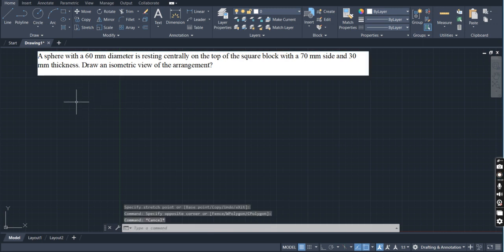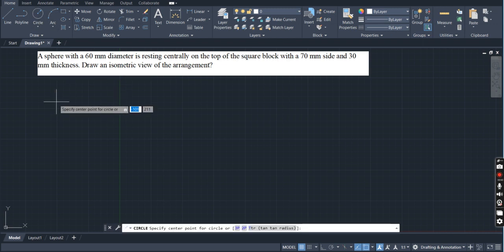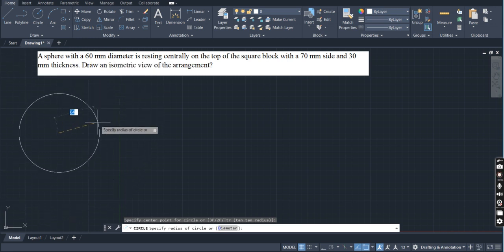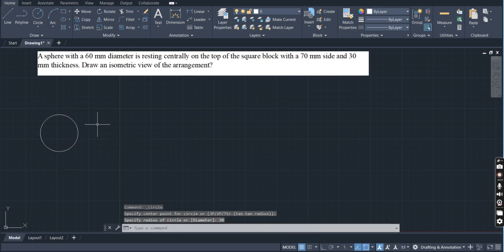It starts with a sphere of 60 mm diameter. First you need to enter units, limits, all those things. After completing that, use the command circle, pick any point on the screen and give the radius. As the question has given 60 mm diameter, we take 30 radius, 30, enter.